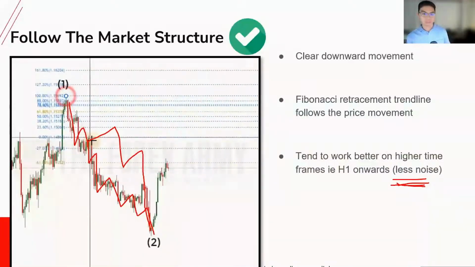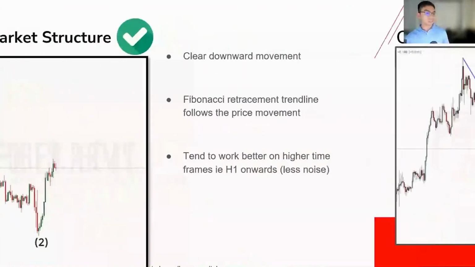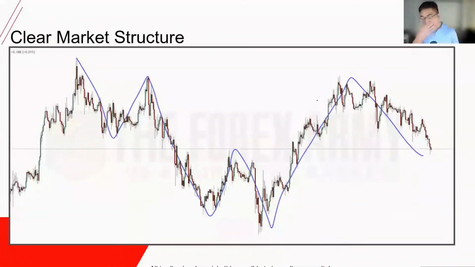Okay, next, let's move on. Clear market structure. This is actually very, very clear cut. A very, very nice market structure. Although a fib retracement can also be used in both choppy and trending markets, it's important to look for clear market structure.